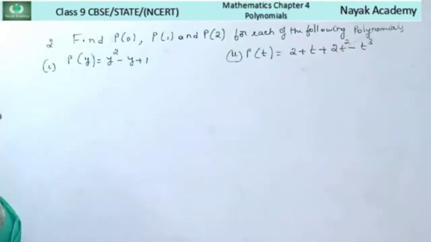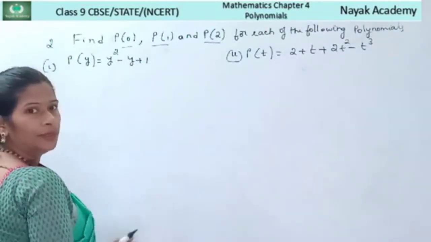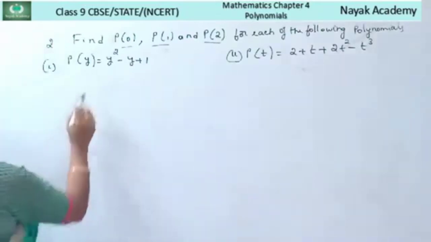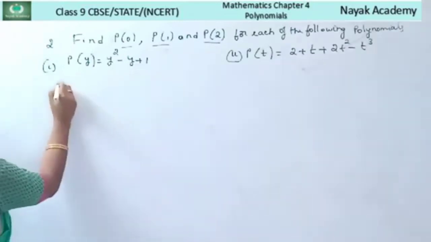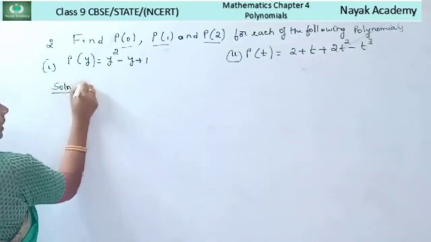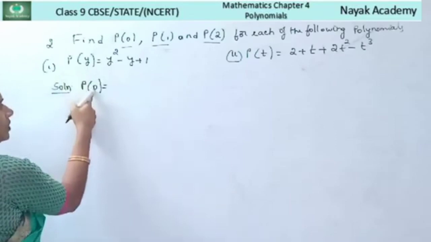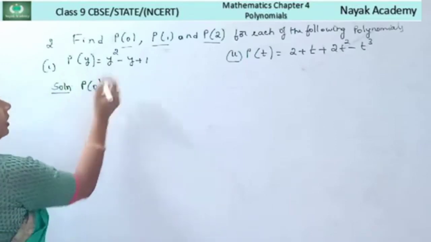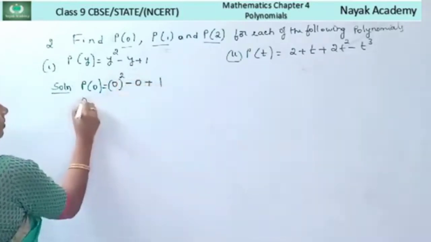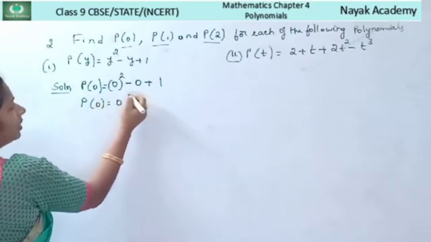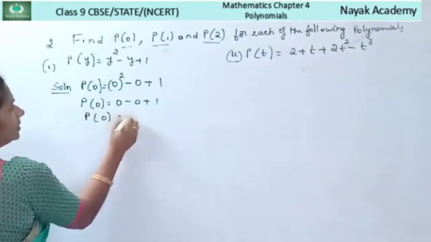Coming to the second main problem, find p of 0, p of 1 and p of 2 for each of the following polynomials. What is the given polynomial, children? p of y equal to y square minus y plus 1. Now we have to find the value of p of 0. So what we have to do, children? In place of y we have to substitute the value of y as 0. So 0 square minus 0 plus 1. So p of 0 value is 0 minus 0 plus 1. So p of 0 value is 1.